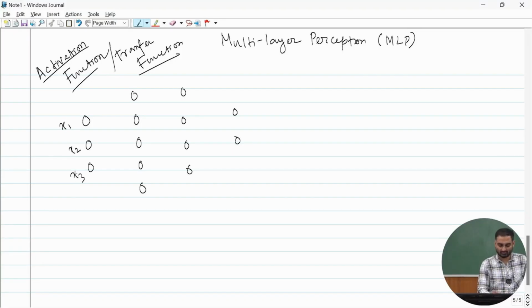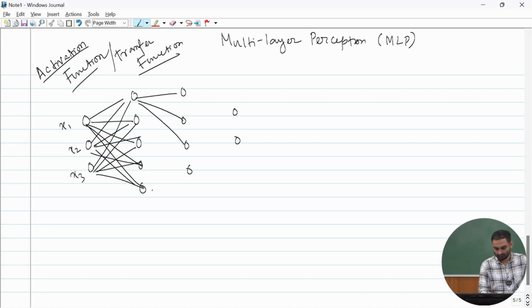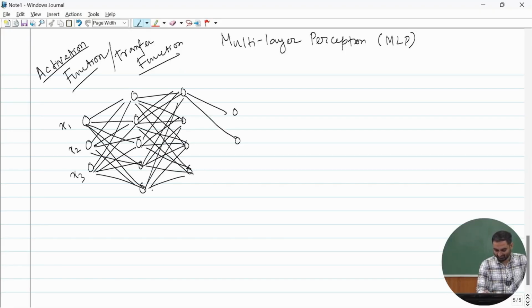For example, there are 3 inputs, right? All of them are connected. So this is also called feed forward network. All of them are connected to each other, right? It's a mess, right? So yeah, okay.